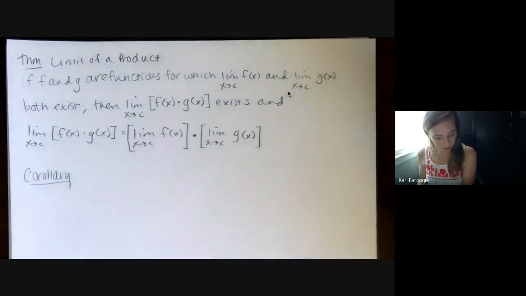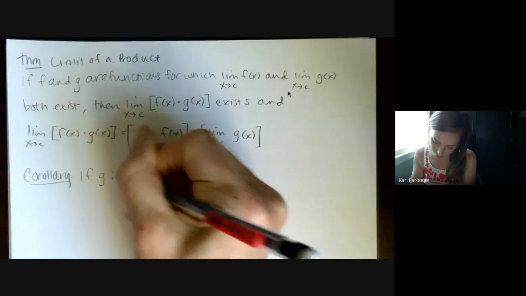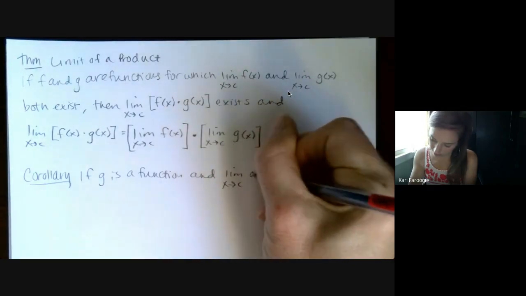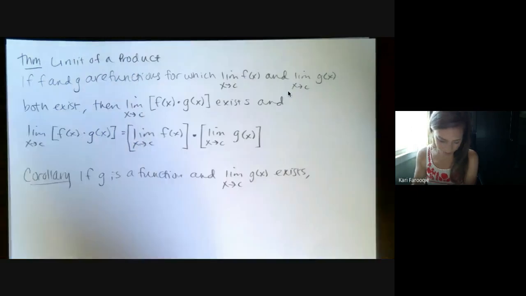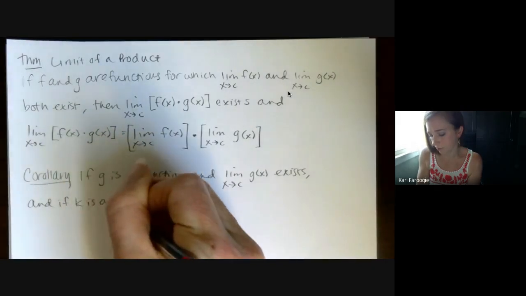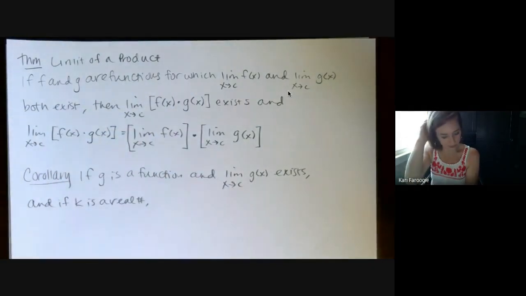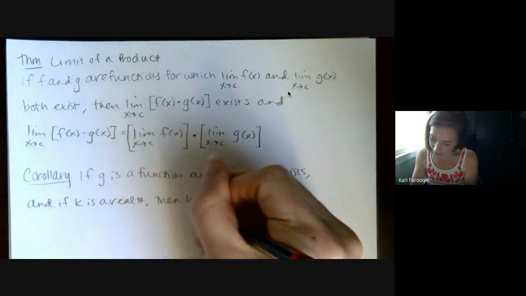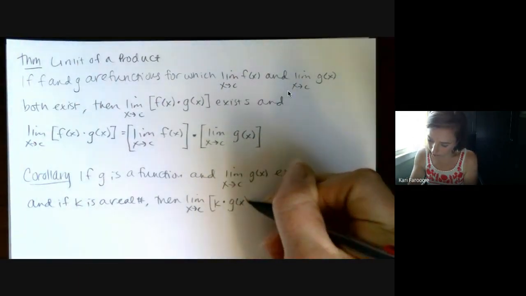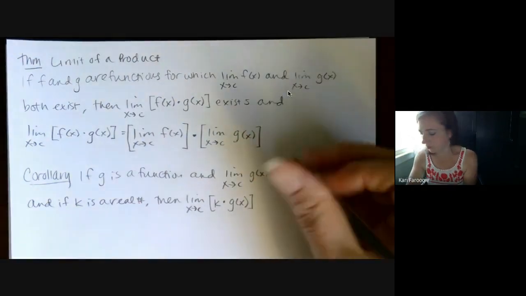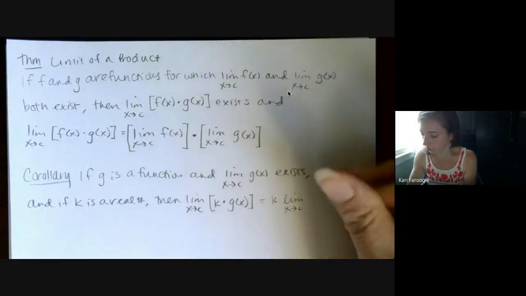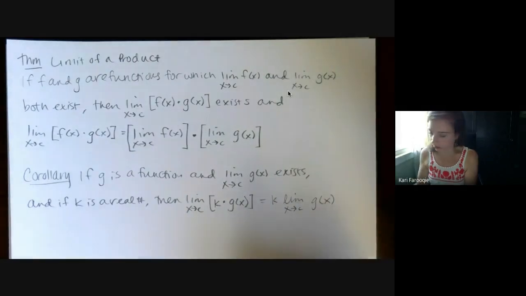If g is a function and the limit of g of x exists, and if k is a real number, then the limit as x approaches c of k times g of x exists, and it is equal to k times the limit as x approaches c of g of x.